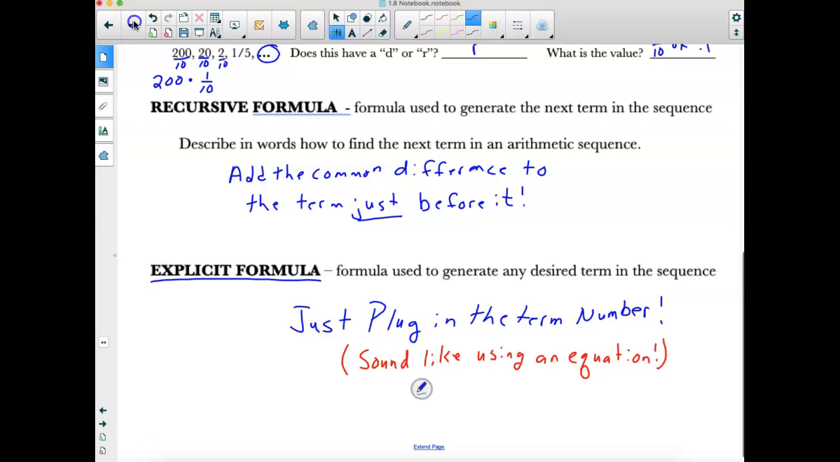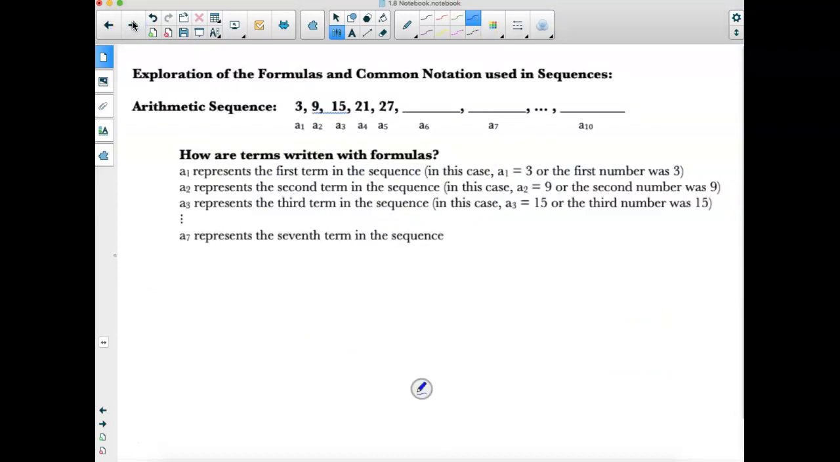Well, let's get into the nuts and bolts of this little bugger here. Exploration of the formulas and common notation used in sequences, because like I said, sequences are just lists of numbers. If we're looking at this one, 3, 9, 15, 21, 27, how are terms written in formulas? Well, we would say a sub 1 equals 3, and this little 1 down here, that means the A stands for arithmetic, term number 1 is 3.